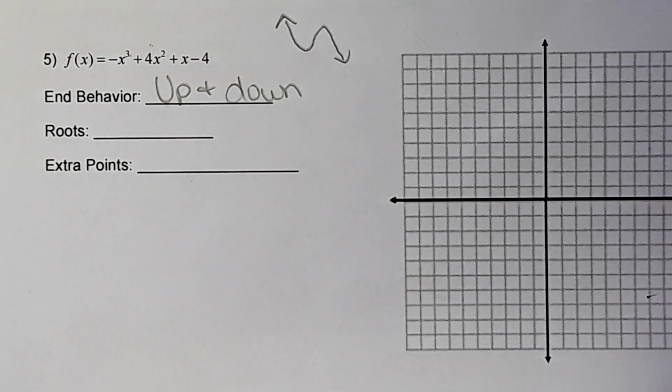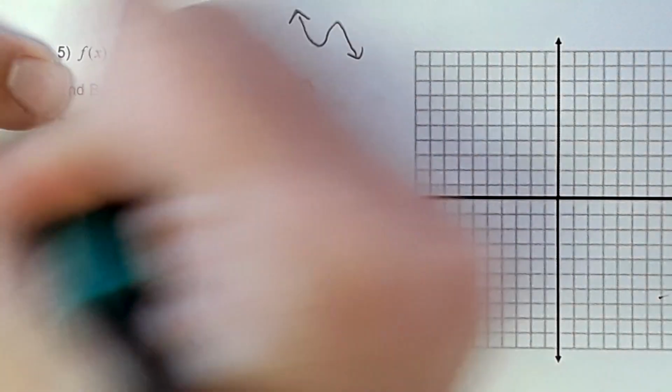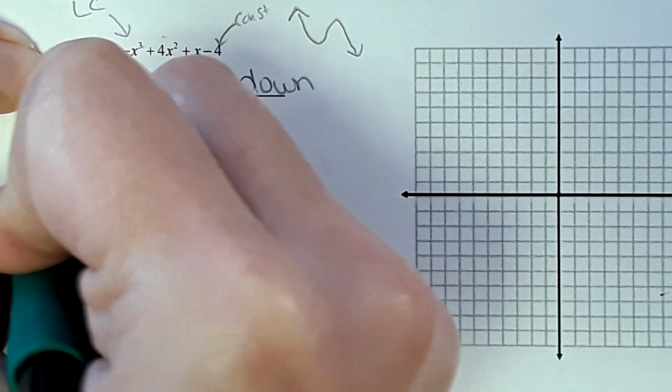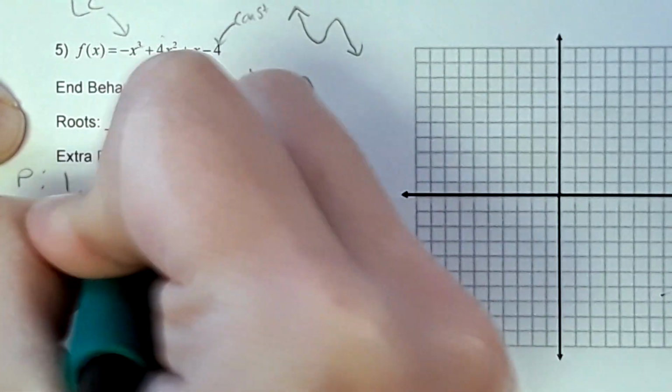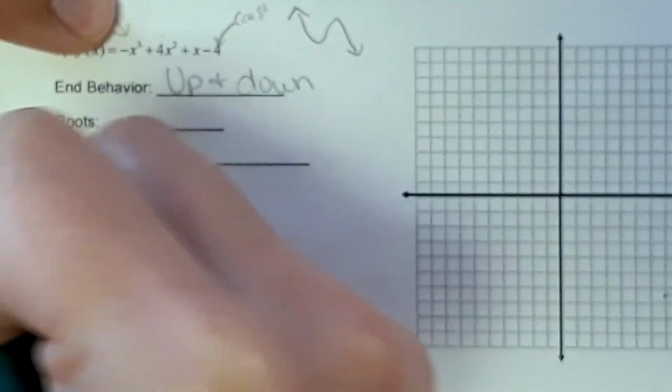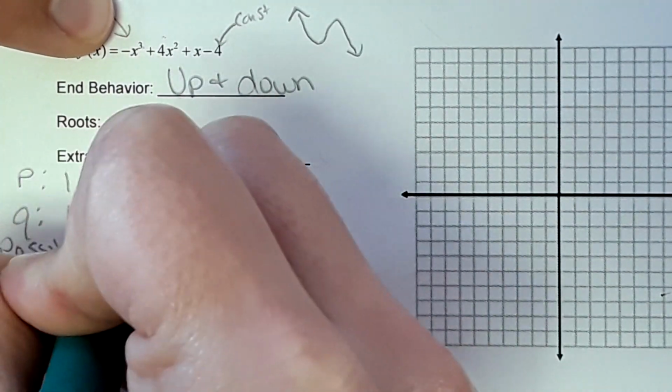Then as far as the roots go, I need to get the factors of my constant and the leading coefficient. So P would be 1, 2, and 4. Q would just be 1. Possibles would then be plus or minus 1, 2, and 4.